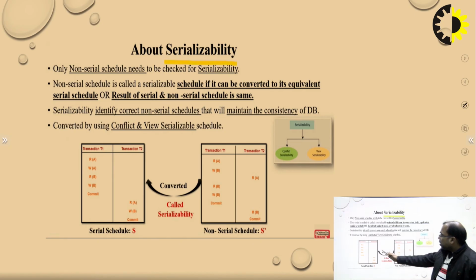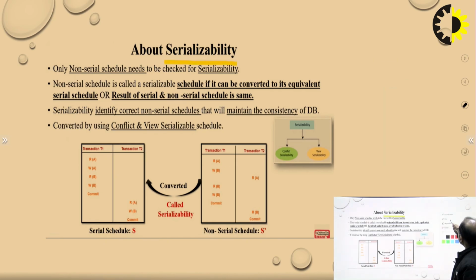Now how do we convert a non-serial schedule? Take a non-serial example. Why is it non-serial? Because we have write of A, then read of B, read of A and write of B in transaction 1. Then in transaction 2 we have read of A, then read of B, write of B and then commit. It is not serial, because in between, another transaction starts reading or writing data. So it is a non-serial schedule.